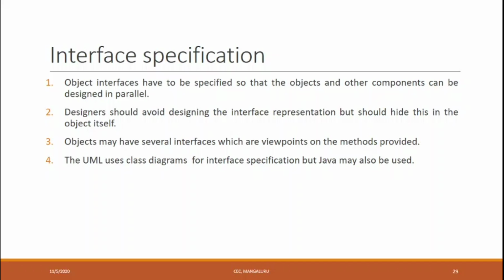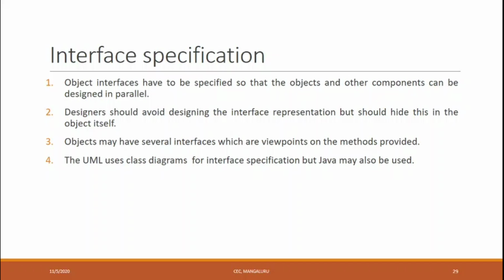Designers should avoid designing the interface representation, but should hide this in the object itself. Objects may have several interfaces, which are viewpoints on the methods provided. UML uses class diagrams for interface specification, but Java may also be used. So UML class diagrams can also be used for the interfaces, or Java can be used for object-oriented design models. And here you can see the interface diagram is similar.